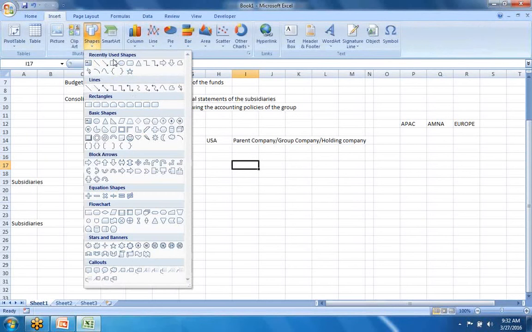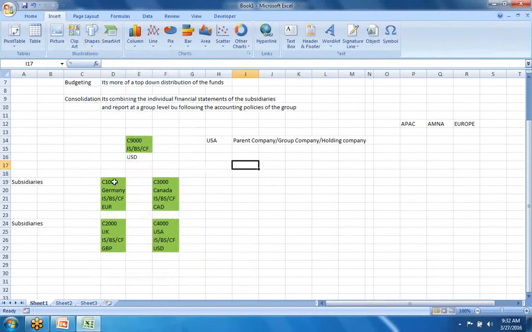Other than that, there could be some intercompany transactions which might have happened within the group, like C1000 selling goods to C3000, C1000 selling goods to C2000. Those types of intercompany transactions must be fully eliminated.